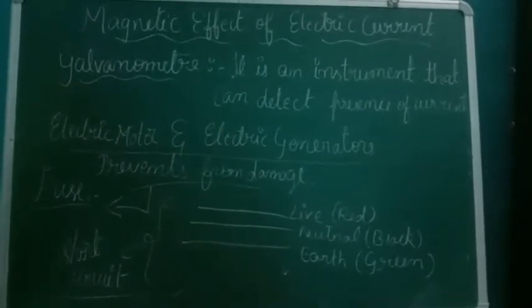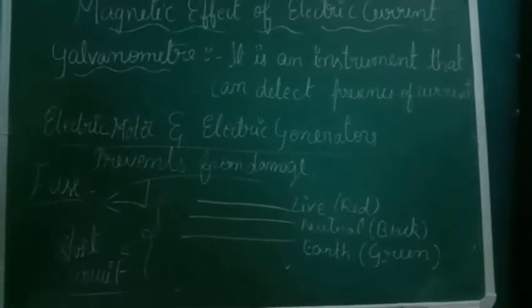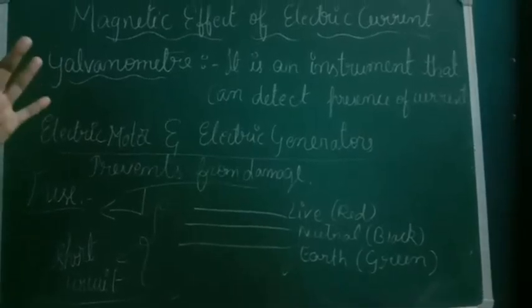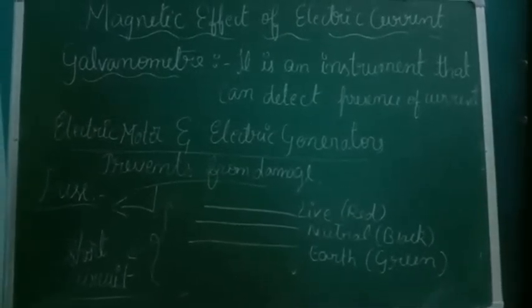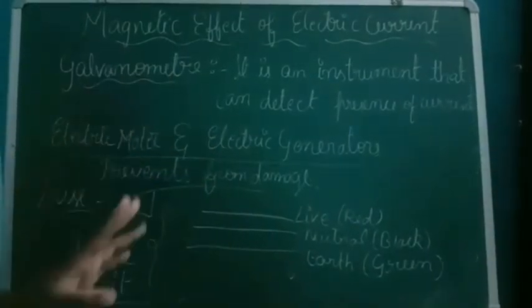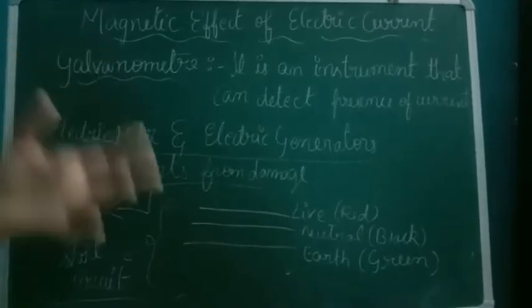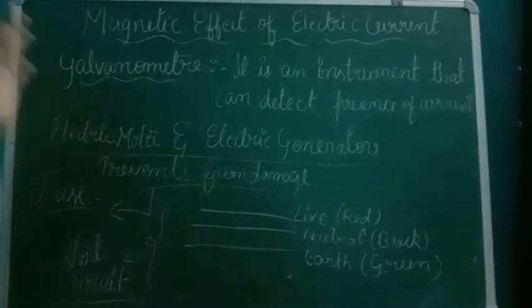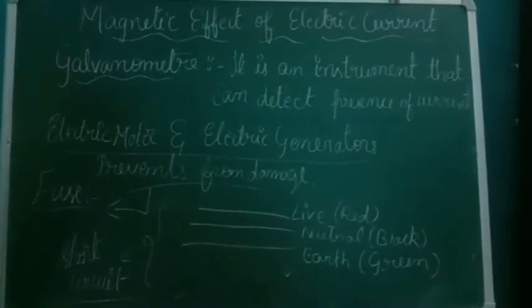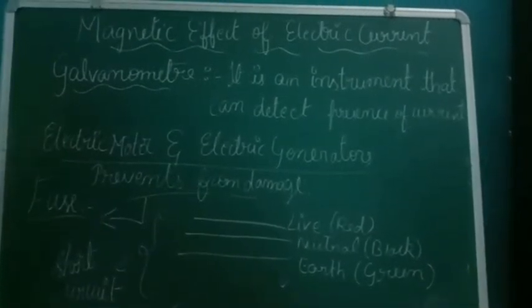I can't predict the importance of the explanations, but I can surely predict that the diagrams of the electric motor as well as the electric generator will come. So keenly observe the diagram. Usually these two diagrams look similar, but they are not the same. There are some slight changes. Just keenly observe that, prepare well, and practice well. So here ends the chapter Magnetic Effect of Electric Current.